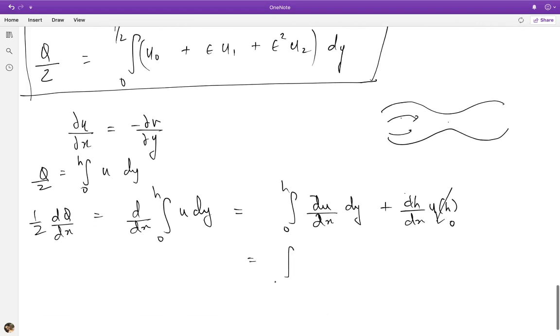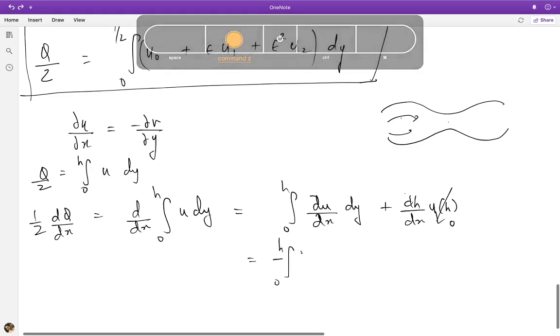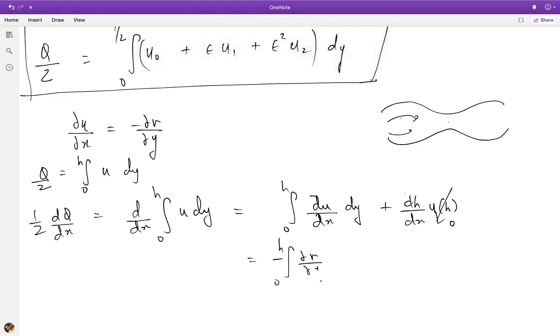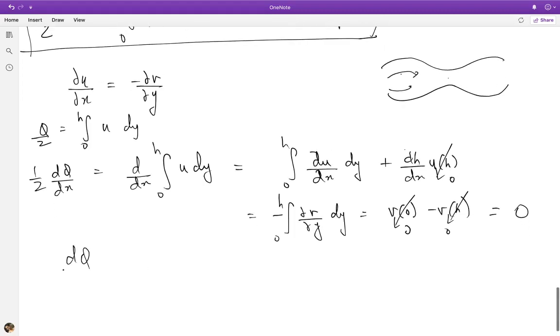But now I can replace the integrand using the continuity equation by minus ∂v/∂y dy, which is just v at 0 minus v at h, both of which are 0. And so I get the result finally, as we expected intuitively, that dq/dx must be equal to 0.